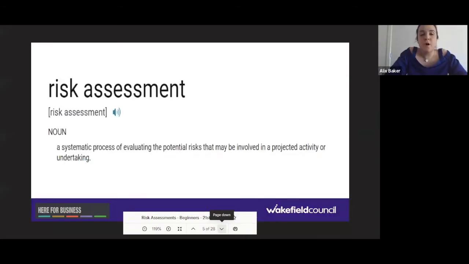So the definition of risk assessment: a systematic process of evaluating the potential risks that may be involved in a projected activity or undertaking. So it's basically highlighting what the control relevancy of processes are in terms of the business, to really look at the risks and hazards in businesses and then remove those with control mechanisms to better support safer working environments.